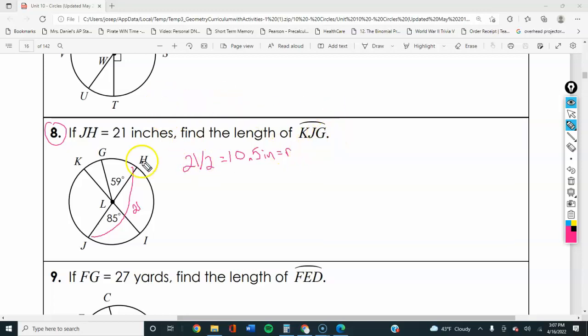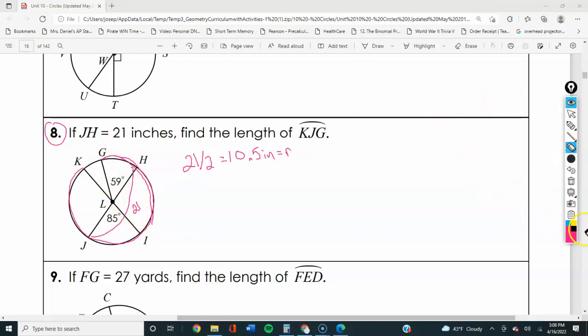Now I need to find KJG. Wow, this big one right here. So what I need to do is find that arc measure first, right? Now, to do that, there's multiple ways. I'm going to try to be quick though.